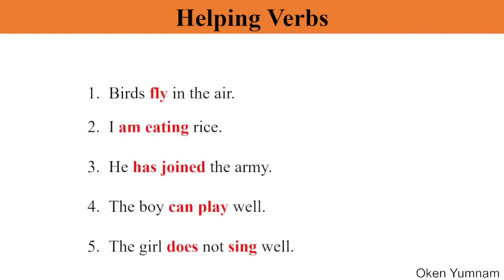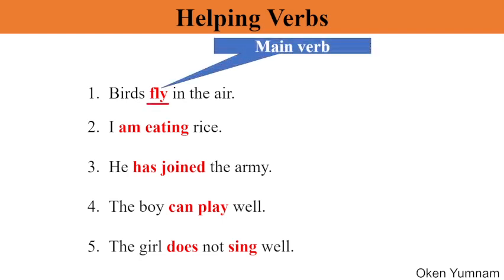Let's observe these sentences. Birds fly in the air. Yes, birds fly. This verb is the main verb. The verb has got only one, and it is the main verb.